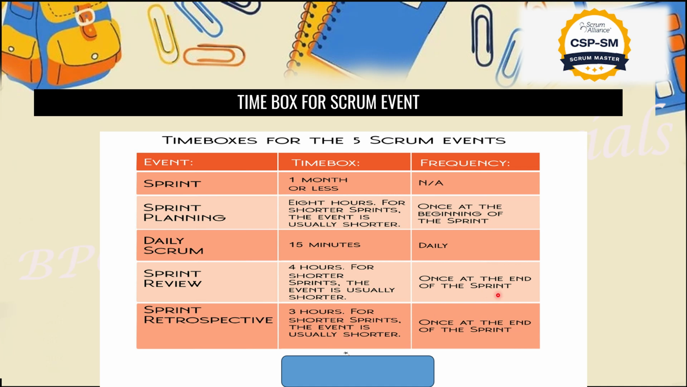Okay, and frequency is also discussed here. Sprint planning will be done at the beginning of the sprint. Daily Scrum we will do daily. Sprint review at the end of the month. Sprint retrospective again at the end of the sprint. Right, makes sense? So this is a summary of whatever we have discussed.